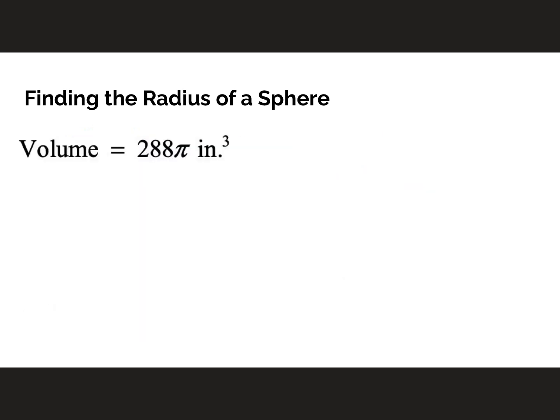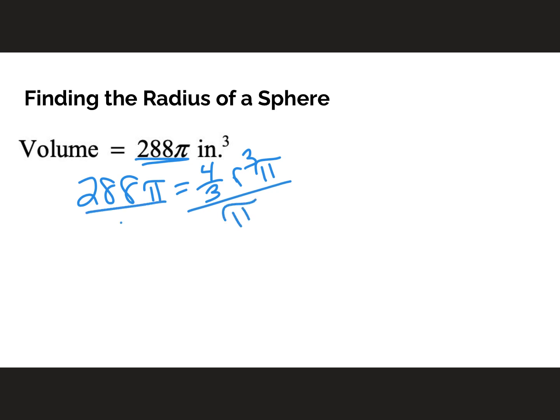Okay, again, we're going to find the radius of this sphere. We have our volume is 288 pi equals 4/3 of our radius cubed times pi. First thing we do, divide both sides by pi. Gives me 288 equals 4/3 of my radius cubed.